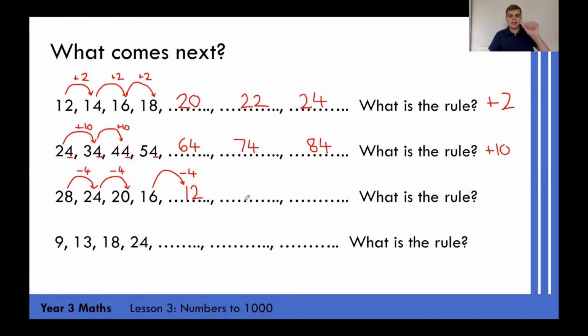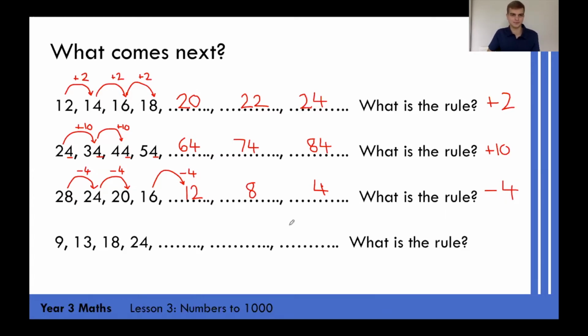12, 11, 10, 9, 8. Fantastic. Well done. And then 8 take away 4, 8, 7, 6, 5, 4. Fantastic, 4, excellent. So the rule on that one is that I'm taking away this time. I'm taking away 4 each time. Well done if you managed to get this one right.